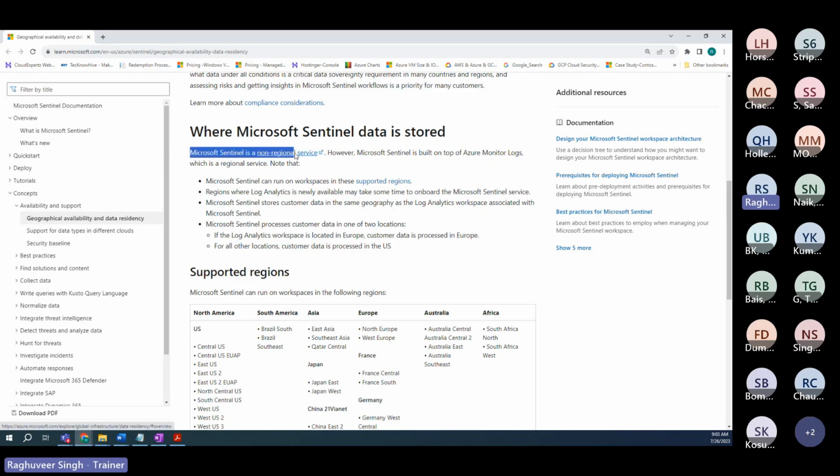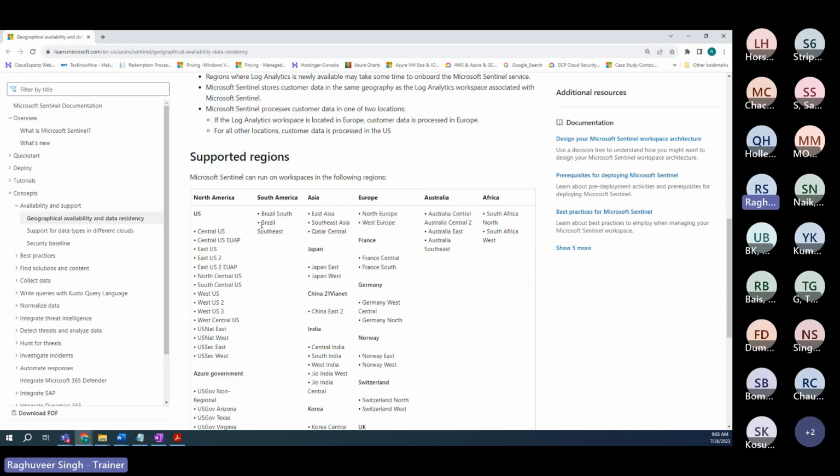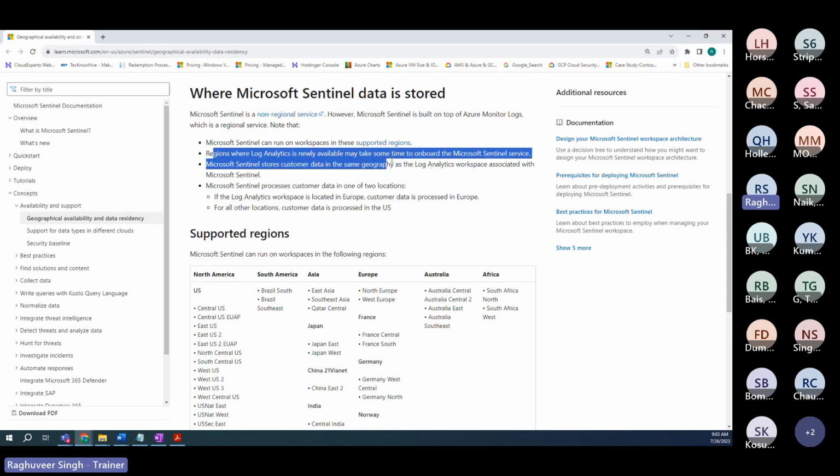Microsoft Sentinel is a non-regional service, so it is not restricted to a region. However, Microsoft Sentinel is built on top of Azure Monitor Logs, which is a regional service. Now, Microsoft Sentinel can run on workspaces in these supported regions. These are the regions. Regions where Log Analytics is newly available may take time to onboard the Microsoft Sentinel service. Microsoft Sentinel stores customers' data in the same geography as the Log Analytics workspace associated with Microsoft Sentinel.